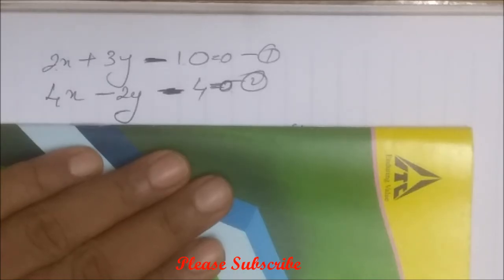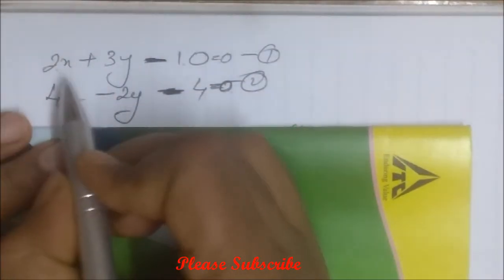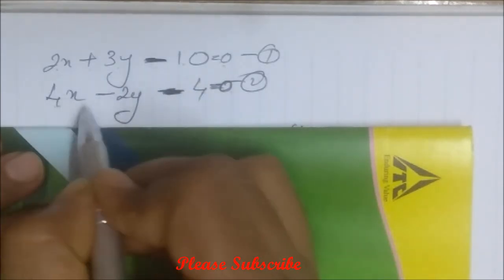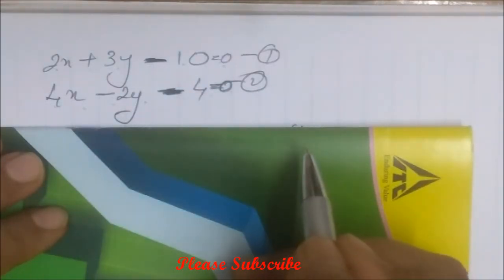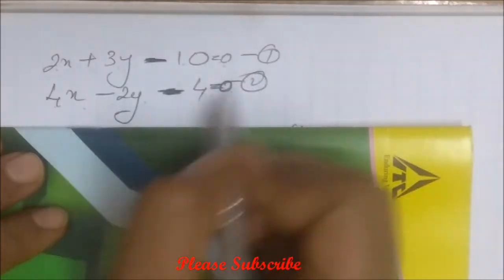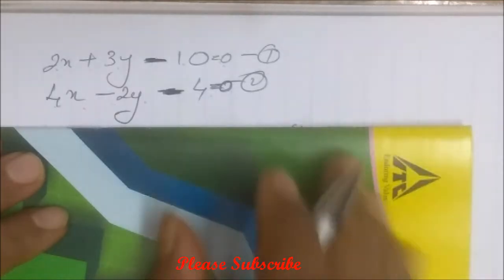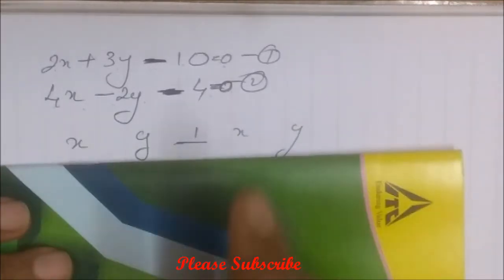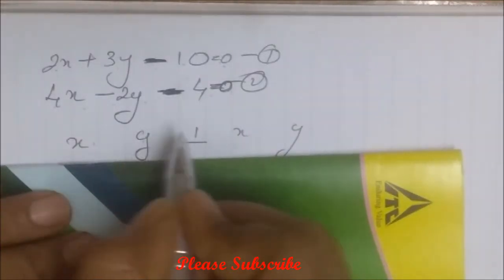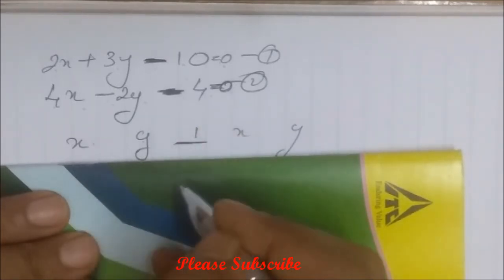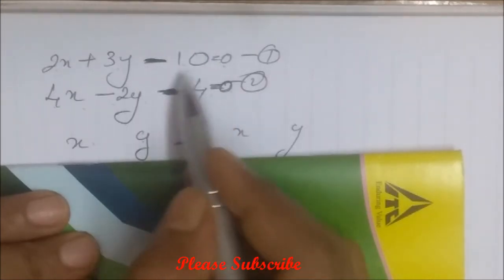Let's go for one more question. So we are taking the next question. Our question is 2x plus 3y minus 10 is equal to 0 and 4x minus 2y minus 4 is equal to 0. Now this question is in the standard form, so we don't need to change, or we don't need to take the minus 1. So I write x, y, 1, x, y. Listen, here I use 1 only. In this question I didn't use minus 1 because our equations are in standard form.